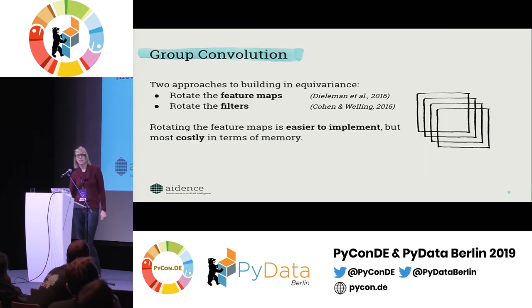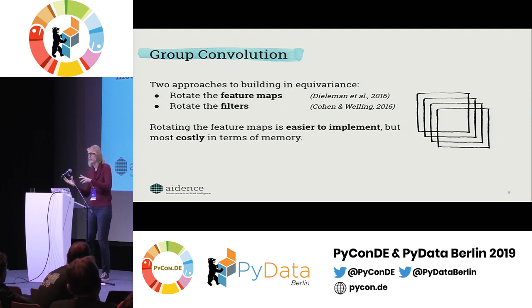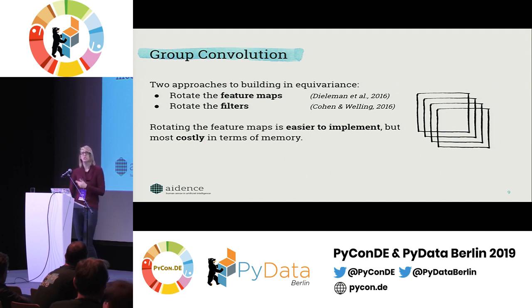If we want to build in equivariance to a group of transformations, there are basically two approaches you can take. One is to create rotated versions of the output feature maps, so the output of the convolution, and the other is to create rotated versions of basically what we use to produce the output, the filters. Honestly, rotating feature maps is a little bit easier to implement, but it's also more costly, so that's why we're focusing on the latter, but both approaches are basically very usable and produce the same results.